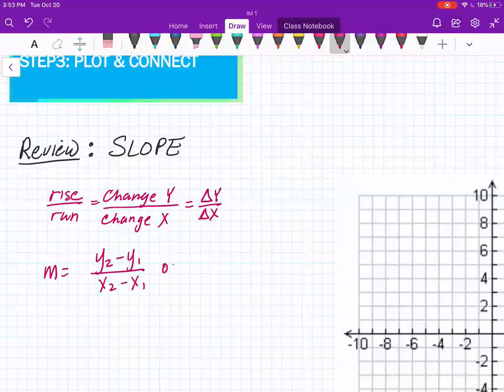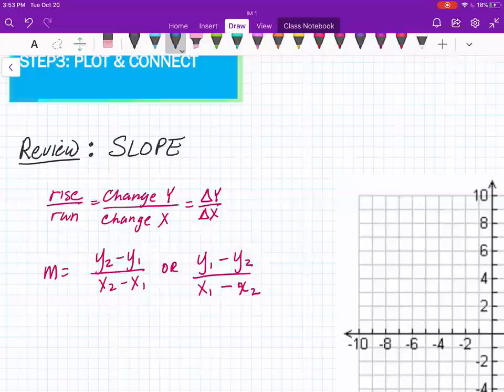You could write it y sub 1 minus y sub 2 over x sub 1 minus x sub 2. The thing you have to keep in mind is that you have to be consistent. So if you're using the first point for your y1 and your x1, you have to use it on the top and on the bottom. So what the heck am I talking about? Let's look at an example here.